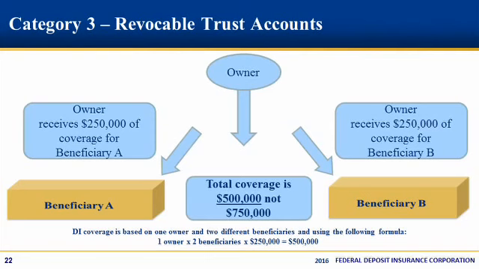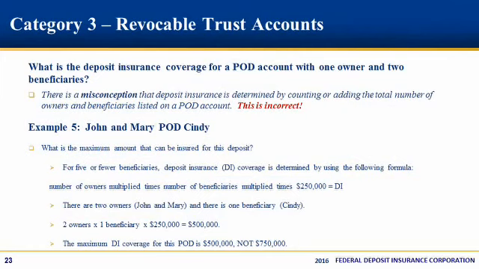Similar to slide 22, there is a misconception in calculating deposit insurance coverage for two owners and one beneficiary. The misconception is that the deposit insurance coverage is determined by providing $250,000 for each owner as well as the beneficiary on the account. This is incorrect. In example 5, let's assume a husband and wife, John and Mary, are opening a payable in death account in a bank naming their daughter Cindy as the beneficiary. What is the maximum insurable amount of deposit insurance coverage for this account?